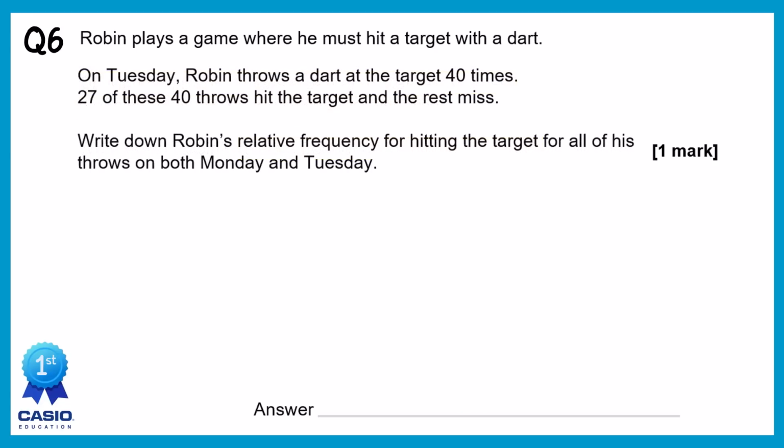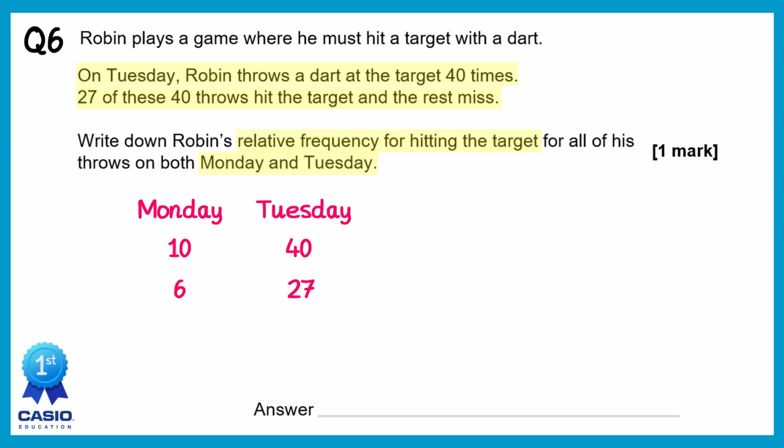In the second part of the question, we're told that on Tuesday, Robin throws the dart 40 times. 27 of these throws hit and the rest miss. We're asked to write down the relative frequency of hitting the target for all of the throws on both Monday and Tuesday. So on Monday, he threw it 10 times and hit 6 times, and on Tuesday he threw it 40 times and hit 27 times.